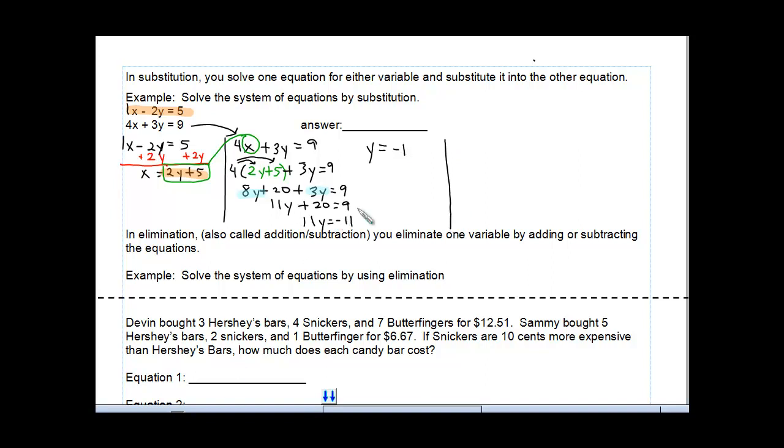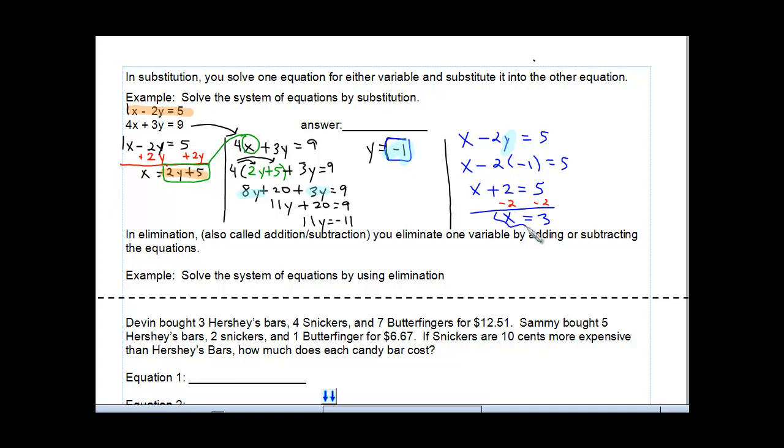Now let's take this answer and plug it into either one of the original equations to solve. So we have y. Let's plug it into the top equation. x minus 2y equals 5. Plugging negative 1 in for y, we have x minus 2 times negative 1 equals 5. So x plus 2 equals 5. And when we subtract 2 from both sides, we get x is equal to 3.